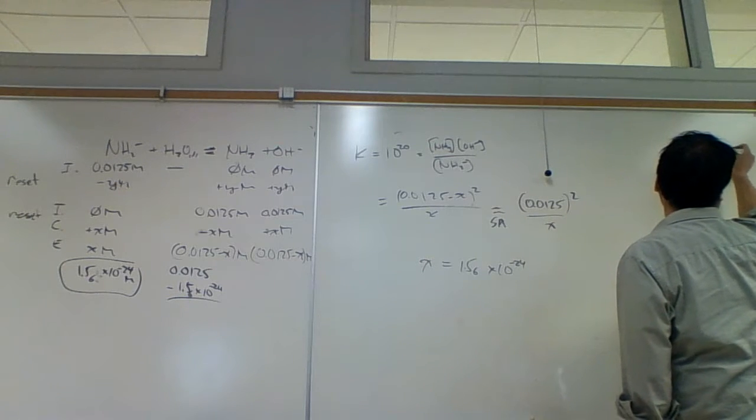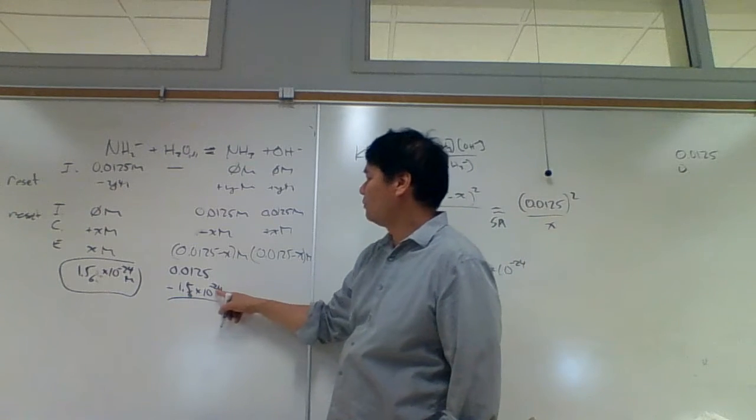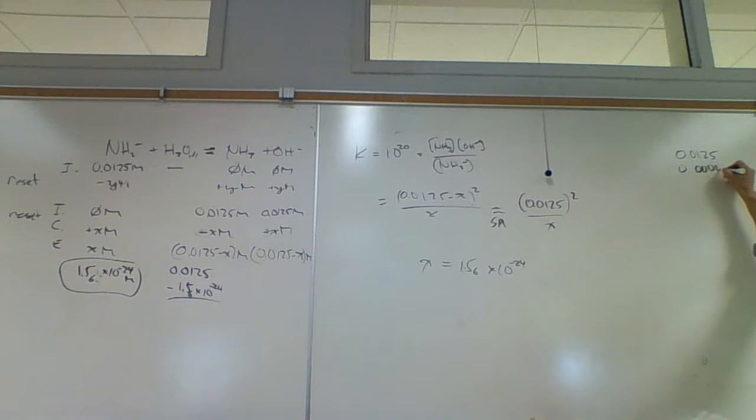We'll go 0.0125, and then we won't worry about the calculator. Because this is 10 to the minus 24, which means I need 23 zeros. So I'm just going to count them out. 1, 2, 3, up to 23 zeros, and then a 1, 5, 6. And so I'm going to add some more zeros here, and then I'm just going to do this by hand.